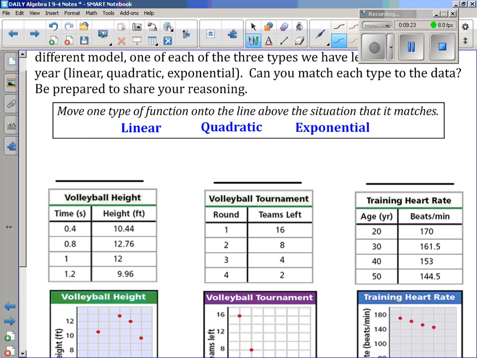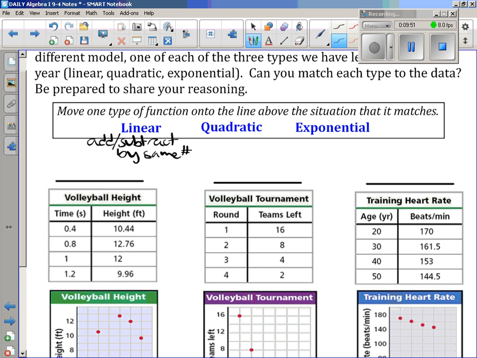So with a linear function, we should expect to see that you add or subtract by the same number. So as you look at your output values or your y values, it will be linear if you are adding or subtracting the same number each time.